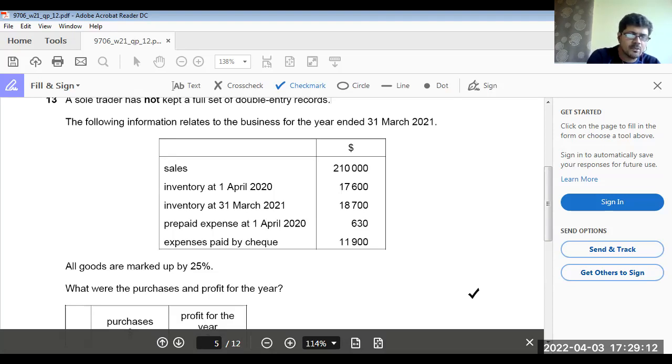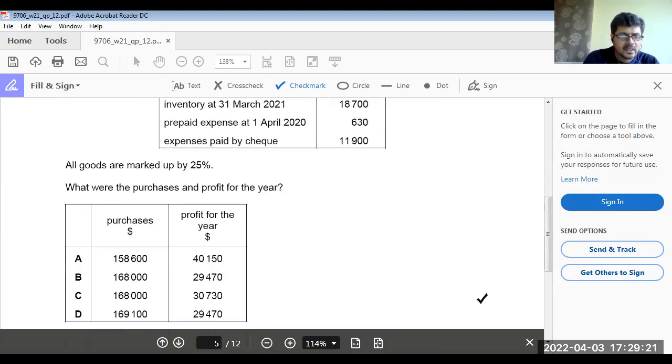Cost of sales plus closing inventory 18,700 minus opening inventory 17,600, so purchases are 1,69,100. So this is the answer. Option D should be the answer. Getting my point clear?